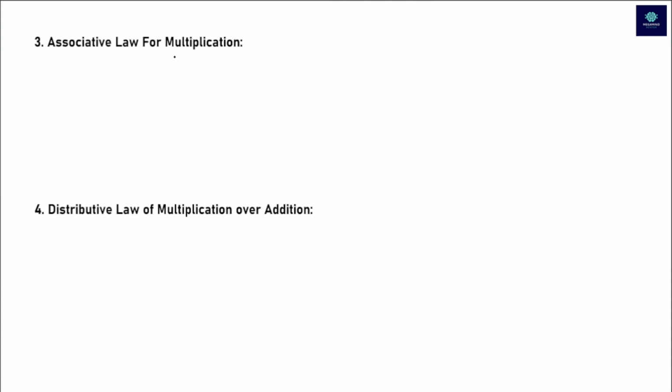Now coming to the next property, that is associative law for multiplication. According to this property, if there are integers like a, b, and c, and we have to multiply them to get the product, if I multiply a and b first, and this result I multiply with c, it will be equal to the product of a, b, and c if in this case I multiply b and c together first, and then their product I multiply with a. It means grouping of integers for multiplication doesn't change our result.